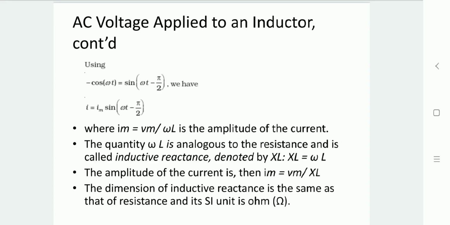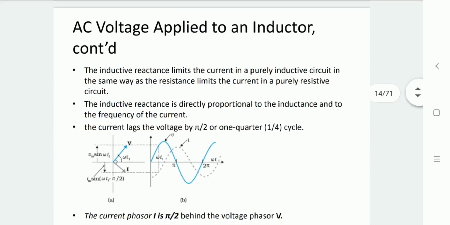For the inductor, we say it is a reactance. So the reactance of the inductor can be denoted as XL, so XL equals omega L. So Im equals Vm upon XL, and its unit is the same as resistance, ohm. So by focusing on that current equation, we can say that there is a phase difference between voltage and current. Let us understand it.